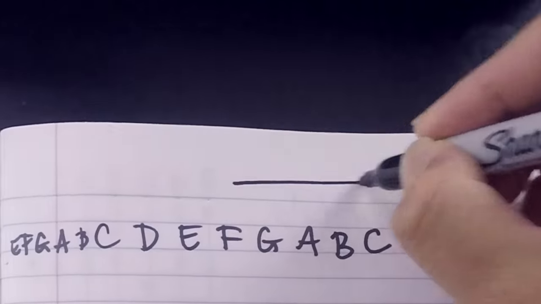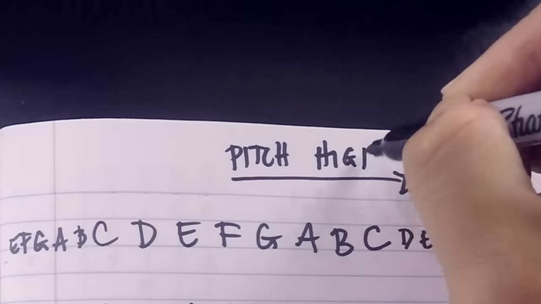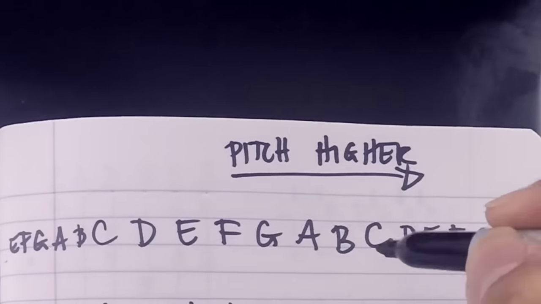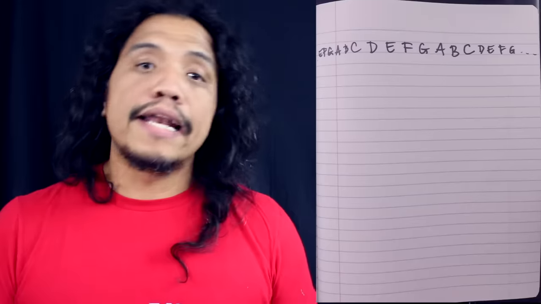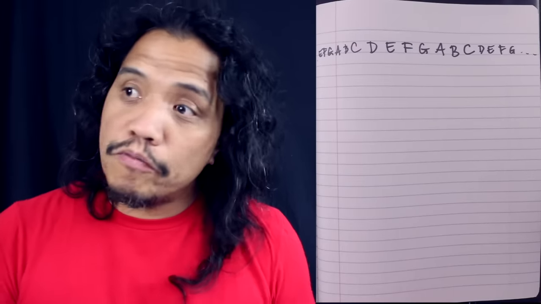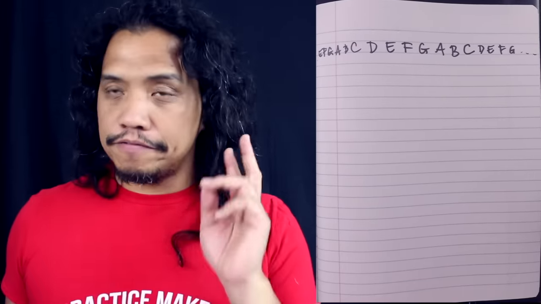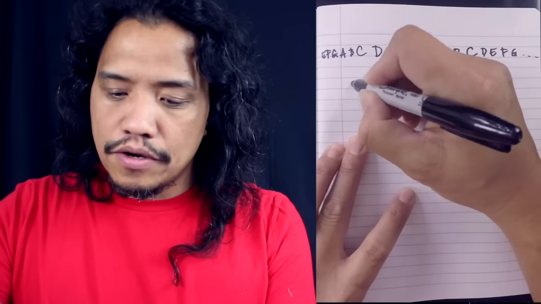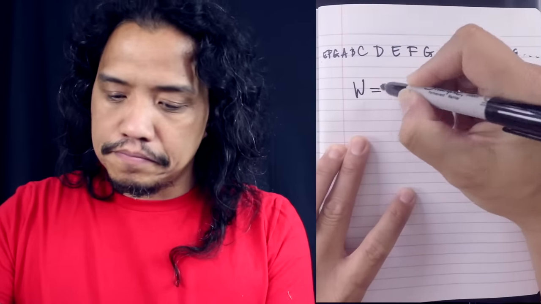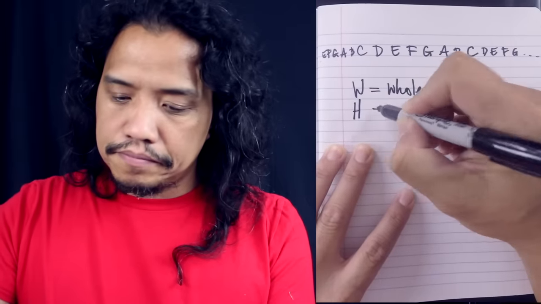Now, as you go in this direction, the pitch goes up, okay? Or pitch goes higher. And of course, when you go to the opposite direction, pitch goes lower. Now, the smallest unit of movement in music are called steps. Okay, we have 2 basic kinds. Okay, we have the whole step and we have the half step.